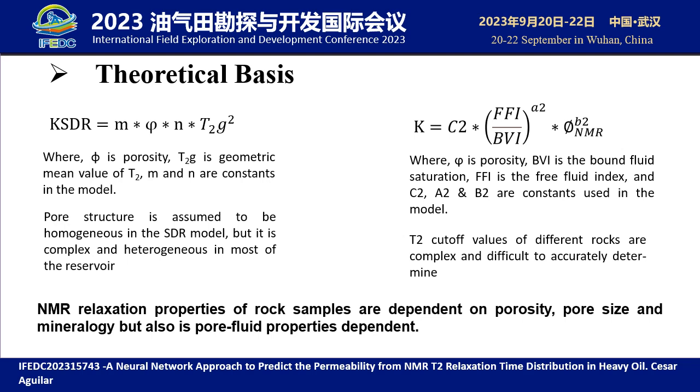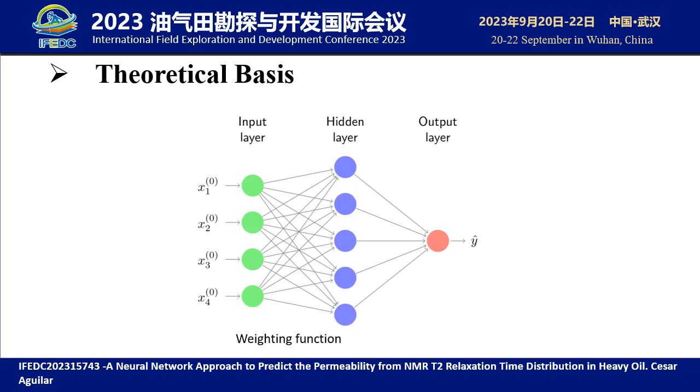And this is very important in heavy oil reservoirs because heavy oil decreases the T2 distribution, makes it shorter, and could be confused with a poor permeability rock. For that reason, we decided to try a neural network approach to model permeability.